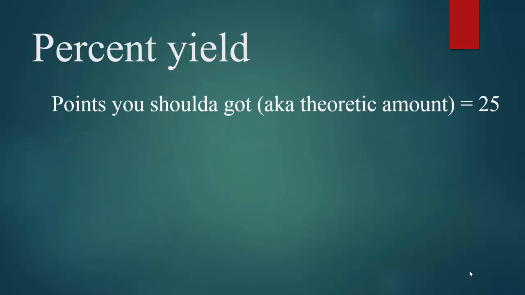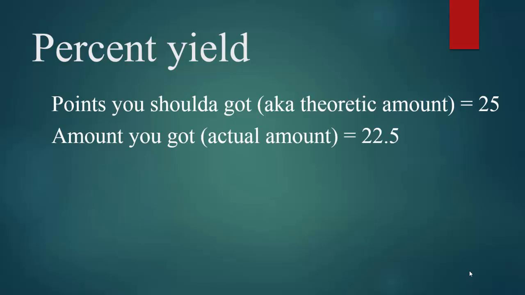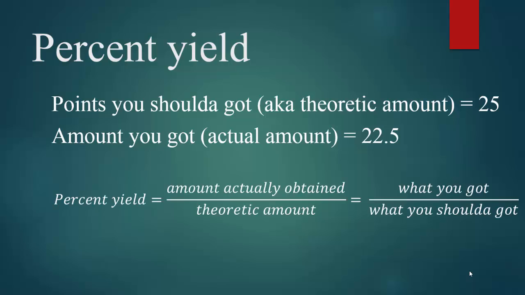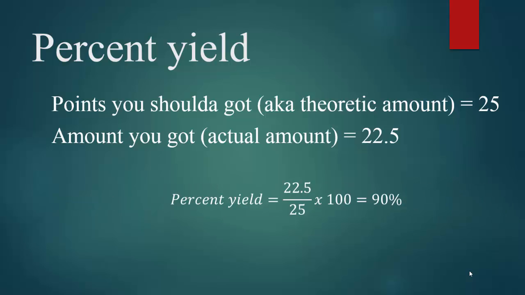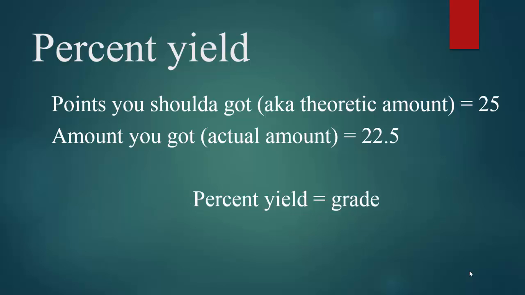So think about it. The 25 points are the points you should have got, the theoretic amount. The points you did get, the 22.5, is the actual amount you got. So following the amount that you actually obtained divided by the theoretic amount, or what you got over what you should have got, you get the 22.5 over 25 times 100 is 90%. Your grade is a percent yield. You know how to do this.